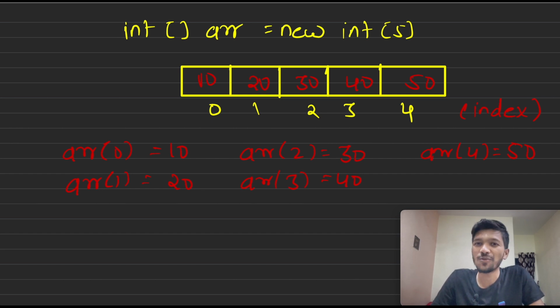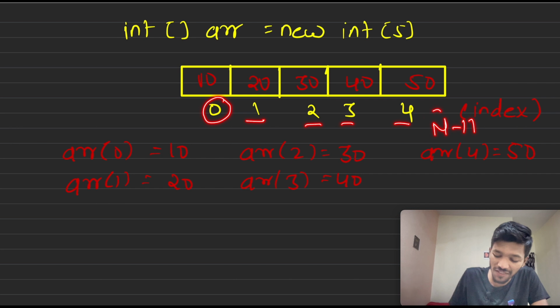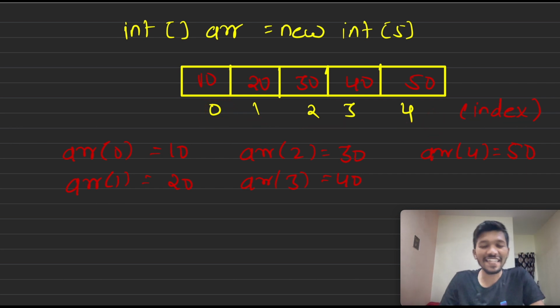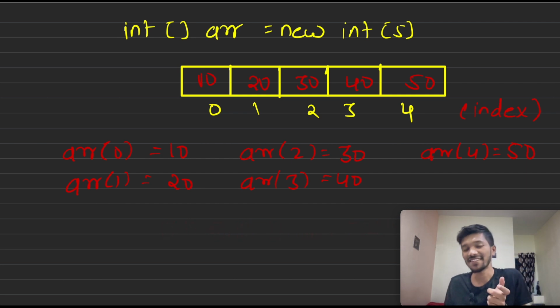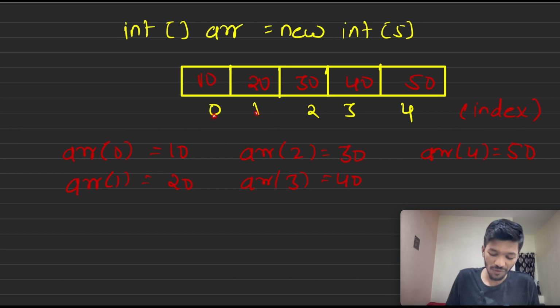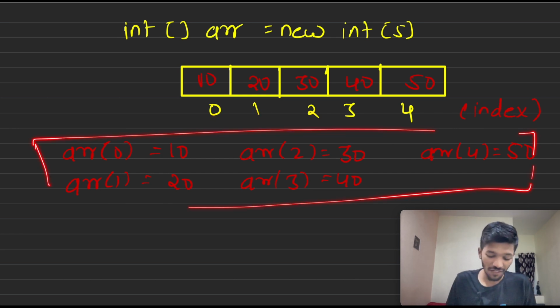But if you try to observe one thing clearly, the indices always start from 0, then it increases by 1, 1, 1, 1, and it goes till n minus 1. So I know that my index is moving from 0 to 1, then 2, then 3, 4, up to n minus 1. So can I use something that will help us to move my cursor or my pointer from 0 to 1, then 1 to 2, then 2 to 3, rather than writing these whole things individually?